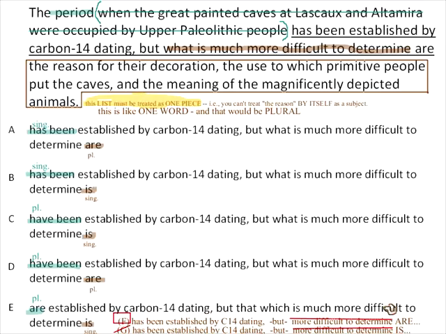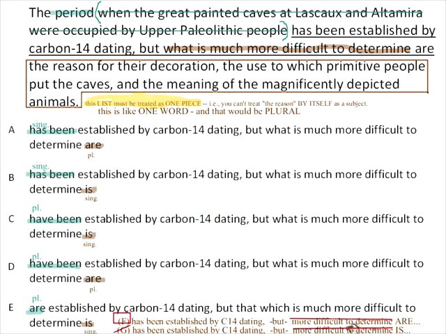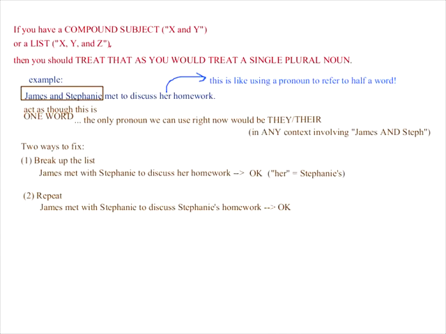Okay, again, it's another addition of this rule that if we have no eligible subjects, then you force yourself into a backward construction. So you only use backward constructions when you are forced to. That's basically the rule. If you have a normal subject, then it's the subject. And only when there are no subjects at all in front of this, then you go to backward construction. So back to James and Stephanie.